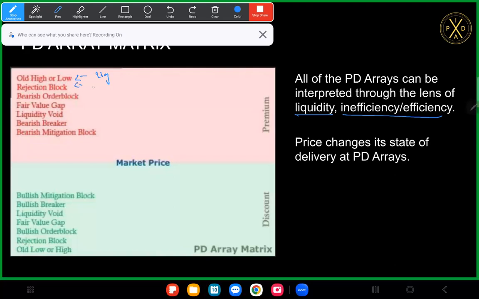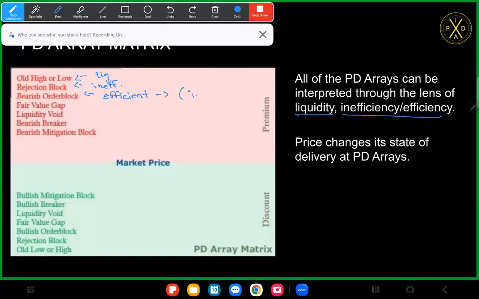This rejection block is just an imbalance or an inefficiency, right? So this bearish order block, we understand that a bearish or just any order block really is a balanced price range. So that's efficient. And we understand that there's two ways to leave a balanced price range. And in this case, we should want to leave with speed. So therefore, when we have an imbalance that accompanies a bearish order block or a bullish order block, that makes it a bit more logical for us to react off of.